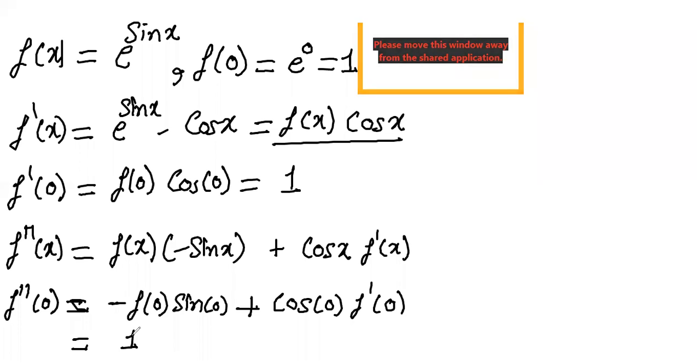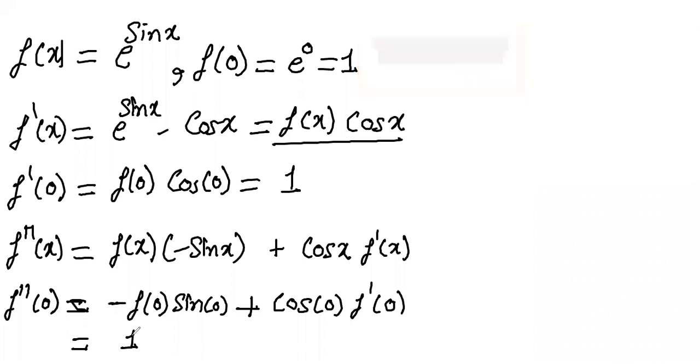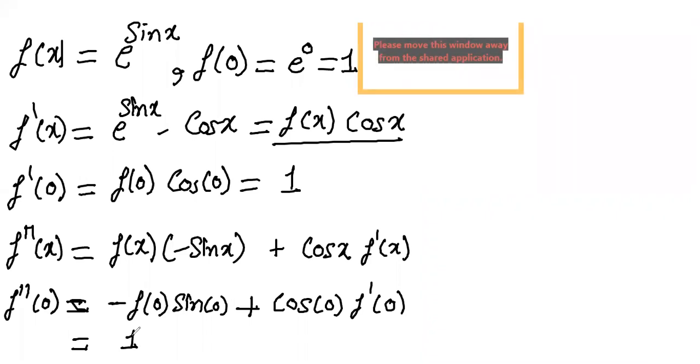Yes, good, Gaurav. Next, f triple dash 0 is 0. And then the fourth differentiation. Minus 3. Perfect. Very good.